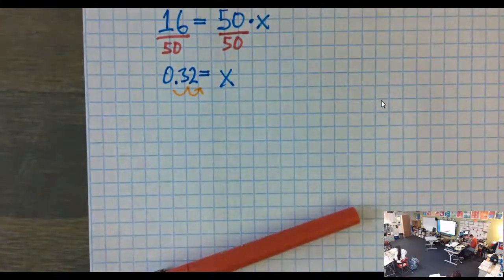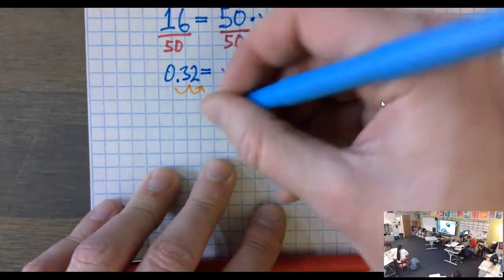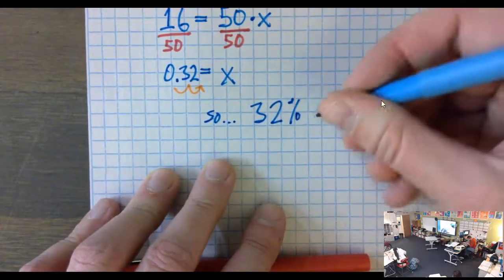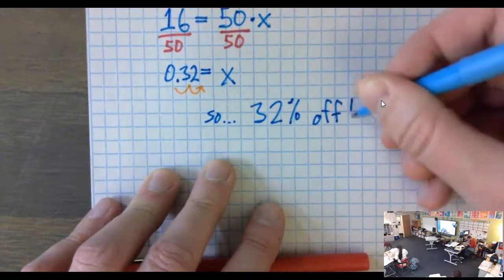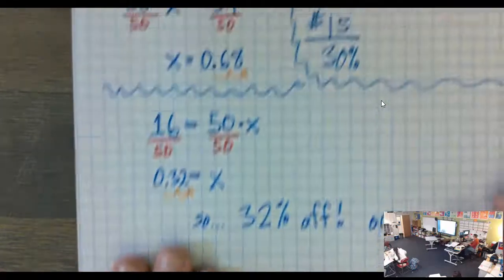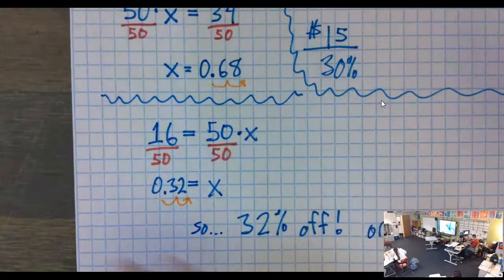My orange doesn't show up very well. So what that means is 32% off. Or, what percent did we say was on? 68.